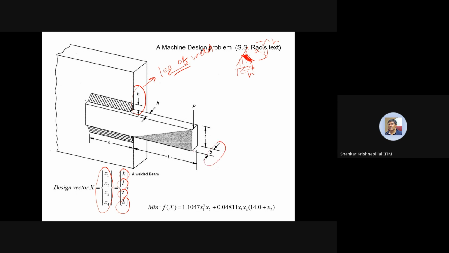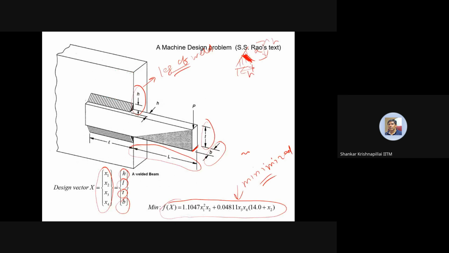So H is the leg of the weld. Then B is the width of this beam. Then T is the depth of the beam. Then L is the overhanging part of the beam. Those four things are the design parameters, and this is the expression of the objective function, which is the volume of the weld material. So this has to be minimized.